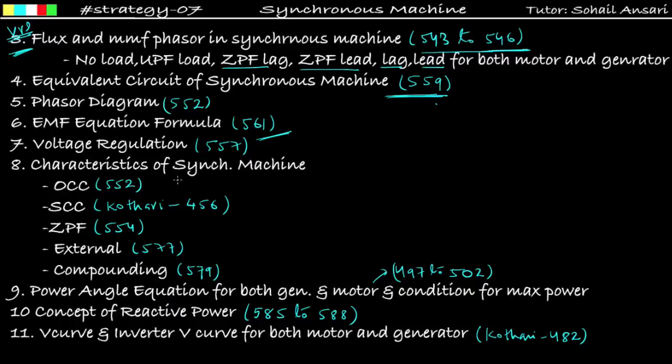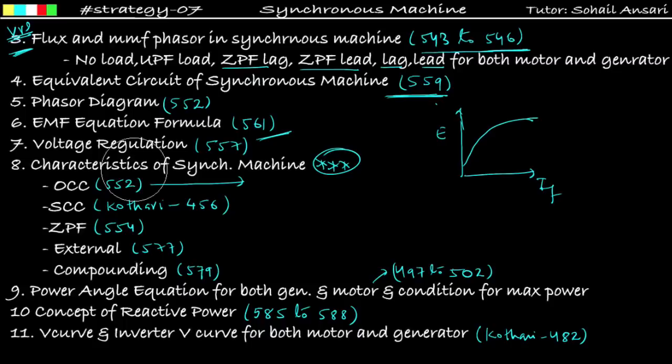Now talking about the characteristics of synchronous machine, this is also important from GATE point of view. If I am making 3 stars, then you should understand that most of the questions can be framed from this topic only. So you have to know about the OCC, open circuit characteristics, and short circuit characteristics. Remember, OCC is nothing but the plot between EMF versus field current at constant speed. Okay, this is the open circuit characteristics that you have seen in DC machine.